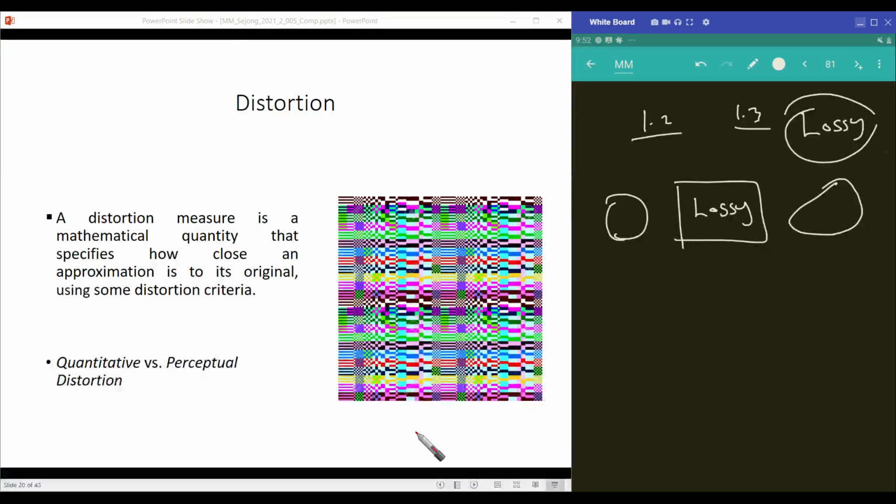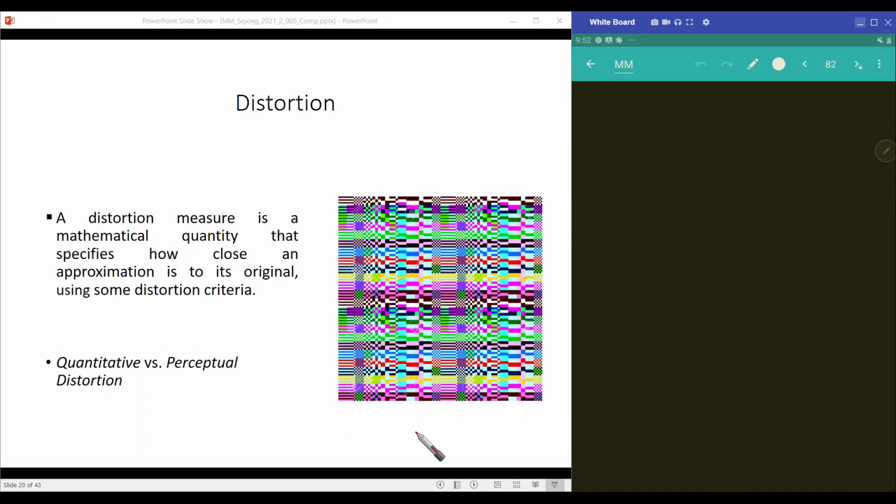When it comes to lossy compression, one thing that comes to our mind is distortion. Now distortion, we need to measure somehow. Think about this image or video frame, and it looks distorted, right? How can we mathematically quantify this distortion? There are two approaches to distortion measurement. One is quantitative measurement and another is perceptual measurement, or perceptual distortion.